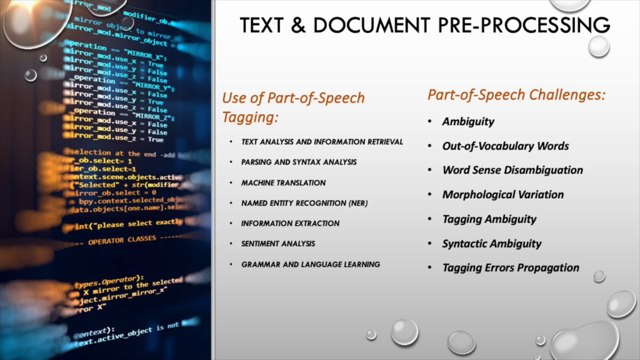Machine learning techniques. Supervised algorithms, such as hidden Markov models, conditional random fields, or neural networks, can be trained on large annotated datasets to learn patterns and improve POS tagging accuracy. These models can capture contextual and syntactical dependencies to make better tagging decisions.